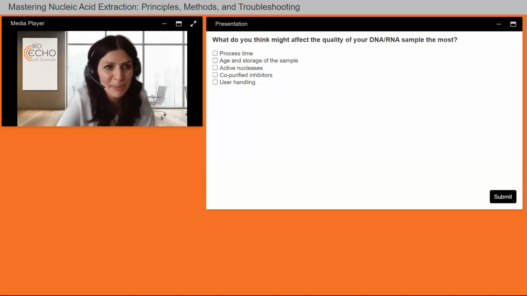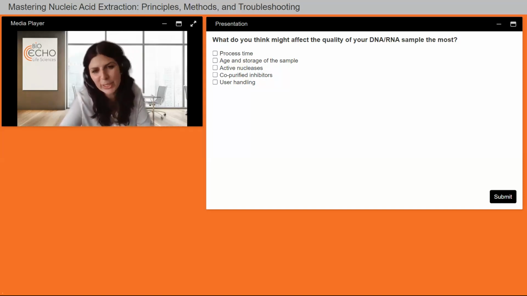And what you can see here is that it's not really clear what affects the quality. For some of you, it's process time. For the others, you are probably dealing with wrongly stored or old samples. And some of you have issues with RNA or DNA degradation, which means active residual nucleases. And yeah, inhibitors are usually a huge problem when dealing with plant material, tissue material. Yeah, it's definitely sometimes user handling, but honestly, we are all scientists, so I think we know what we are doing. But yeah, we can definitely pay attention to this.